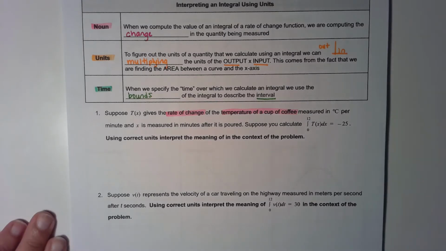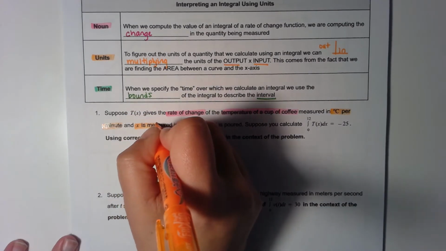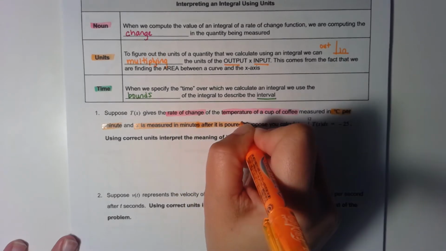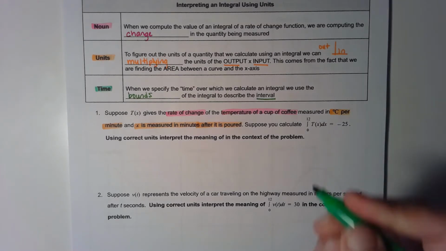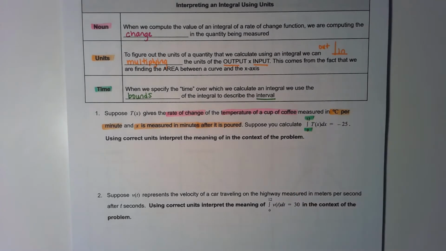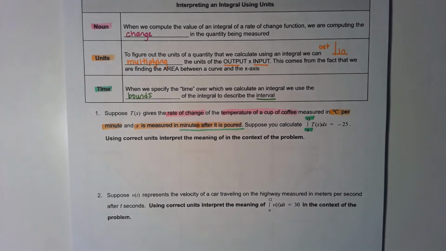Now, the units of the function that we have are degrees Celsius per minute, and x is the minutes after it's poured. So to figure out the units for our integral, we're going to have to multiply degrees Celsius per minute times minutes. And then last but not least, the bounds are going to tell us the interval. So the bounds here, the lower number is 0 and the upper number is 12. That means that it has been from 0 to 12 minutes after it is poured, because the bounds are always x values. So what we're going to do now is put this all together to make a sentence.